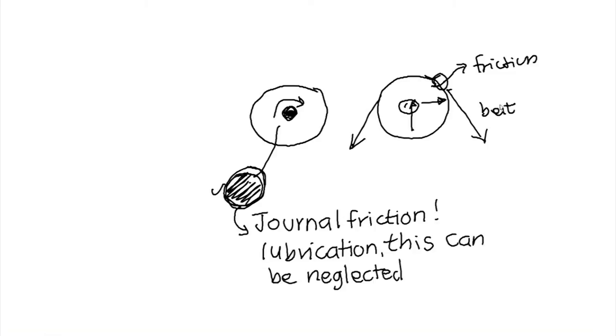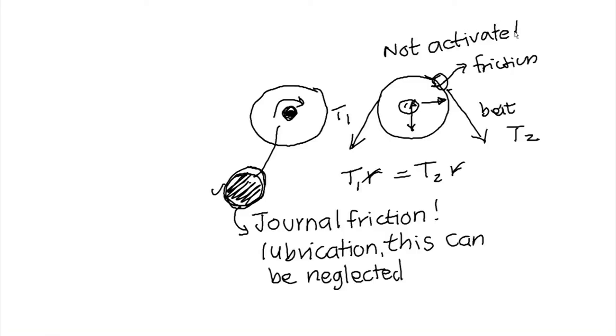As a result, even though there is friction between belt and pulley, if this is T1 and this is T2, for the pulley to be in equilibrium T1R should be equal to T2R, that means T1 is equal to T2. It so happens that even though there is a possibility of friction between the pulley and the belt, it is not activated. The friction being present doesn't mean it will always be activated. It will only be activated if it is required by the external forces. If you take torque of this free body diagram for the pulley about the center, the only balance equation you can write is this, because this joint is well lubricated, so there is no internal friction, no internal torque.